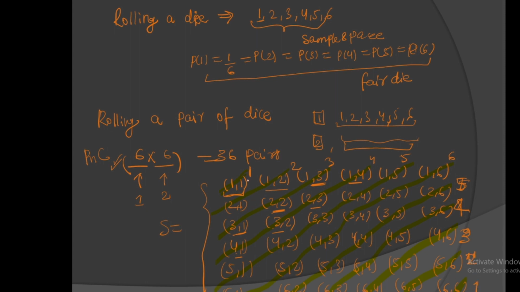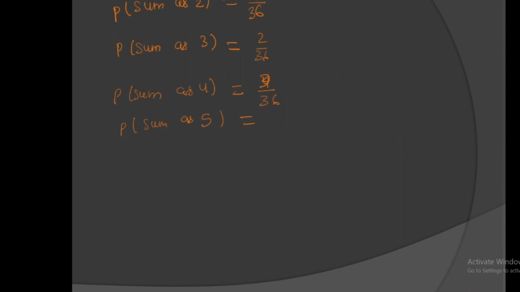So sum as 2 will be 1 by 36. Sum as 3, 1 plus 2 and 2 plus 1, it will be 2 by 36. Sum as 4 will be 3 by 36. Sum as 5 will be 4 by 36. Sum as 6 will be 5 by 36. Sum as 7 will be 6 by 36. Sum as 8 will be 5 by 36. Sum as 9 will be 4 by 36. Sum as 10 will be 3 by 36 and sum as 11 will be 2 by 36 and sum as 12 will be finally 1 by 36.